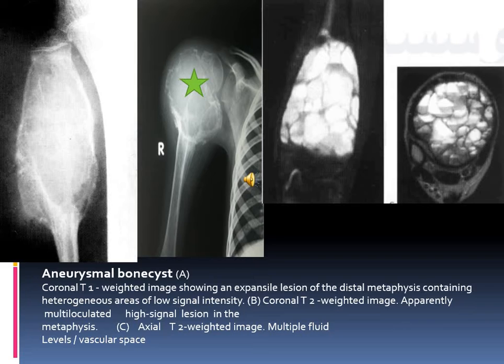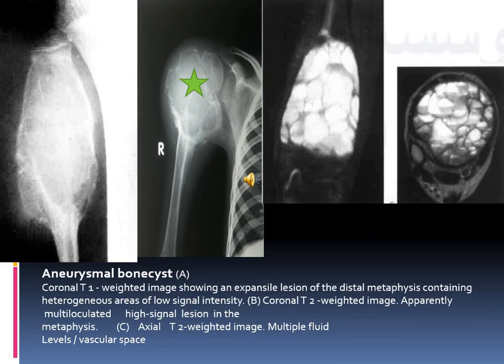Also, on the image on the right side, we can see MRI study done for the lesion, and we can see multiple high signal intensity areas with fluid levels that represent vascular spaces within this lesion. So, in fact, this lesion is a cyst containing vascular spaces, and that's why it appears as a high signal intensity in the MRI, and this type is named the aneurysmal bone cyst.